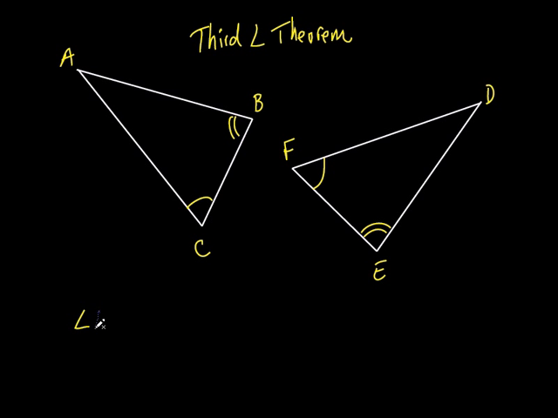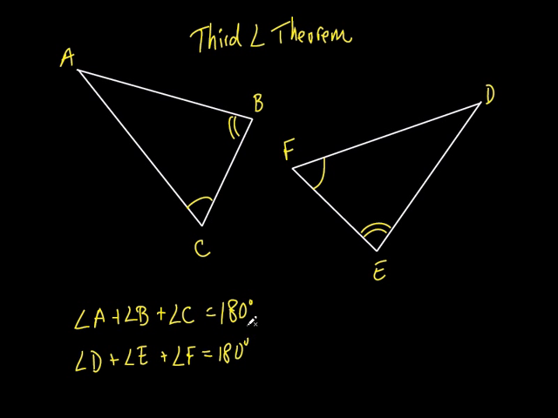Let's do this. Angle A plus angle B plus angle C equals 180 degrees. Let's do this right here. So angle D plus angle E plus angle F also equals 180 degrees, because when I add up all three angles, it equals 180, same thing here. Now watch, both of these equal 180, so if this is equal to 180, and all this stuff is equal to 180, that must mean that these two things, the whole entire thing, must equal each other.